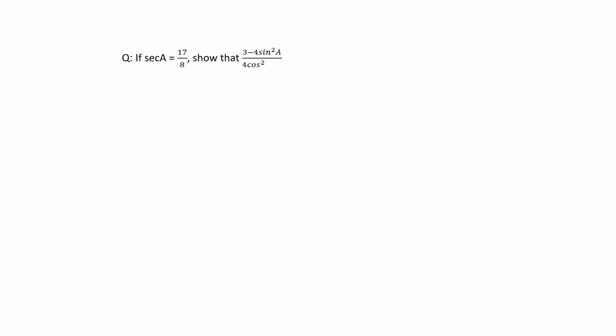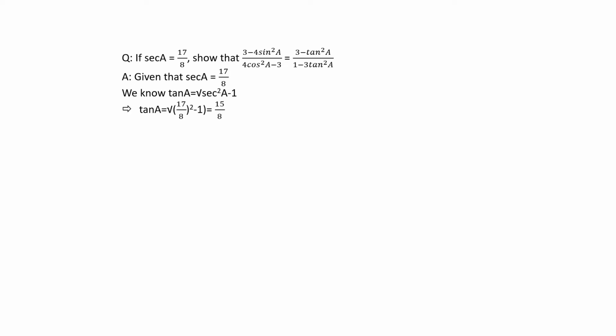If sec A equals 17 by 8, then prove that (3 minus 4 sin square A) whole divided by (4 cos square A minus 3) equals (3 minus tan square A) whole divided by (1 minus 3 tan square A). So the given data is sec A equals 17 by 8. We know tan A equals square root of sec square A minus 1, which is square root of (17 by 8) whole square minus 1, which is nothing but 15 by 8.